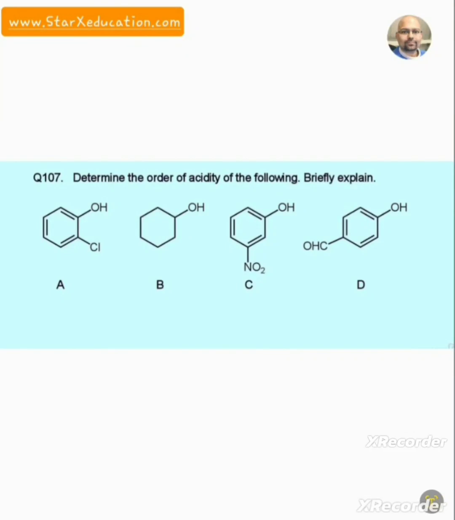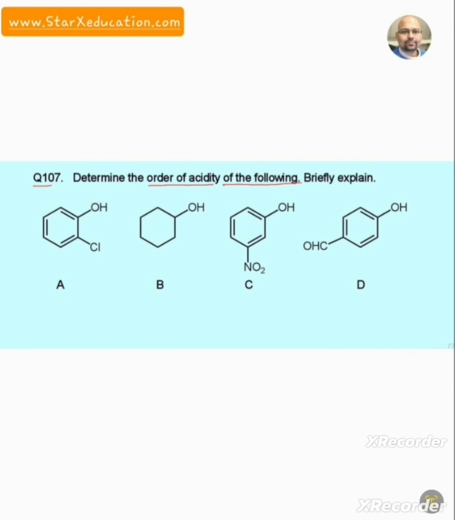This is Dr. Kulbhushan. We have been talking about the inductive effect and resonance effect. These are two electronic effects that help explain the acidity of organic compounds. So in this question, we need to determine the order of acidity of these following four compounds.